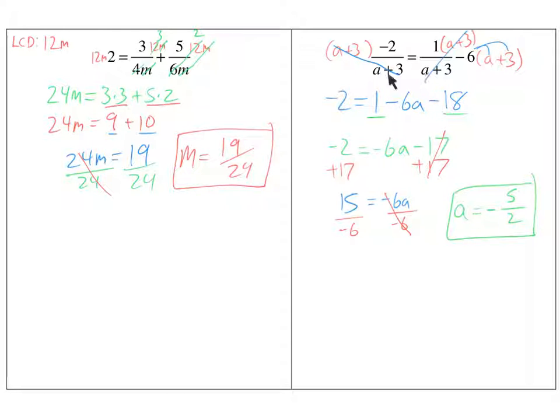Would negative 2.5 create a 0 in either of these denominators? No. The restriction on these is negative 3, because negative 3 makes this 0. It's close to the restriction, but it's not. So my answers for both of these are good.